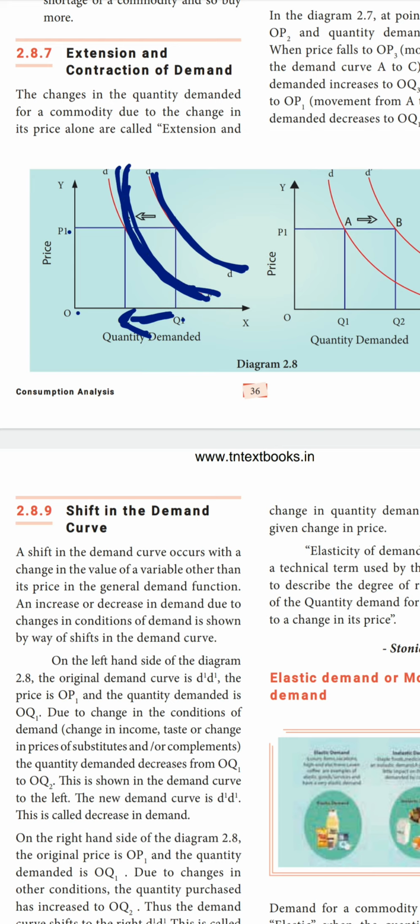This is called another demand curve. That means a decrease in demand curve. This only they have given in the book as D dash to D dash. Okay, next, another graph also they have given here, isn't it?